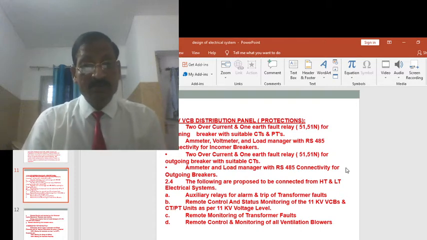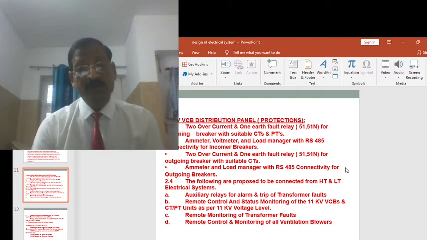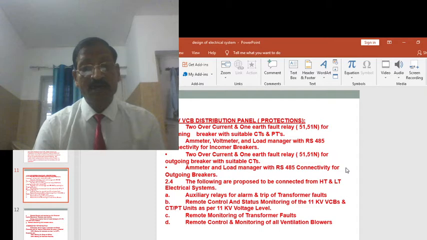11 kV distribution panel protection. 2 overcurrent 1 earth fault relays for incoming breaker with suitable CT and PTs, that is current transformer and potential transformer, ammeter, voltmeter and load manager with RS485 connectivity for incomer and breaker. The RS485 is basically a communication cable. If you are using the BMS system, then we can see the operation of all these panels at one point.